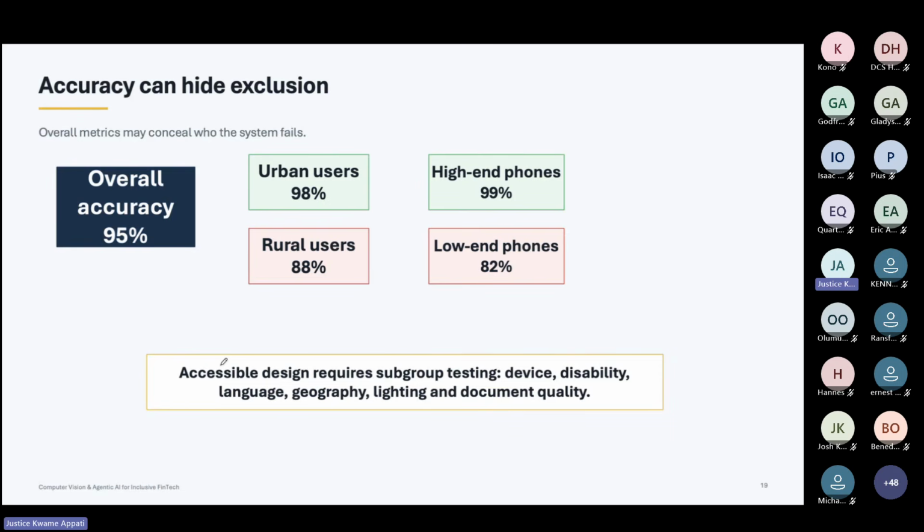And so, accessibility design requires subgroup testing in terms of device, disabilities, their language, where they live, their lighting, and the quality of their documents. This is not exhaustive, but these are the things to use to conclude whether your model will do well or not.